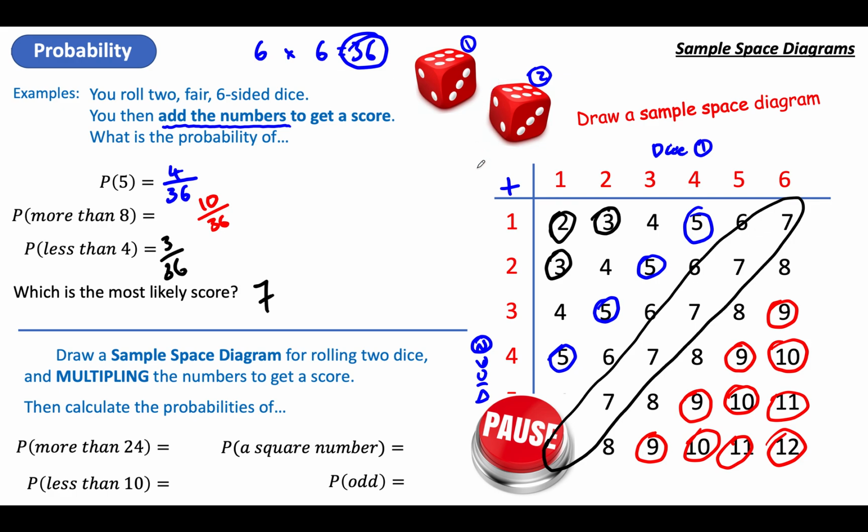Right? So it's just like this one, except we're multiplying, and then you can fill out all the numbers in your sample space diagram. Pause the video, please. Unpause when you have neatly done that and written the question out, okay? Oh, and answered these bits of probabilities as well. Off you go.